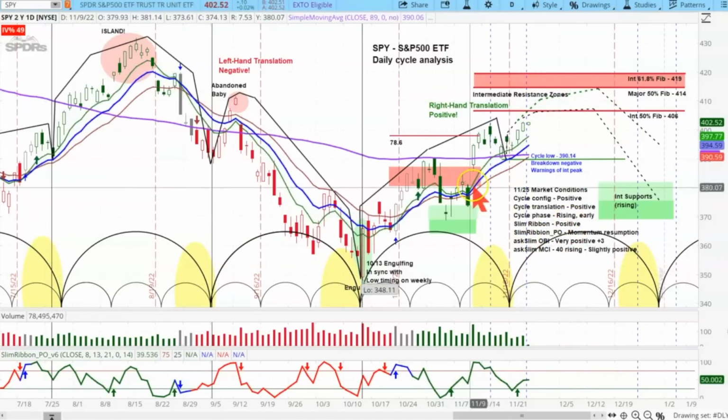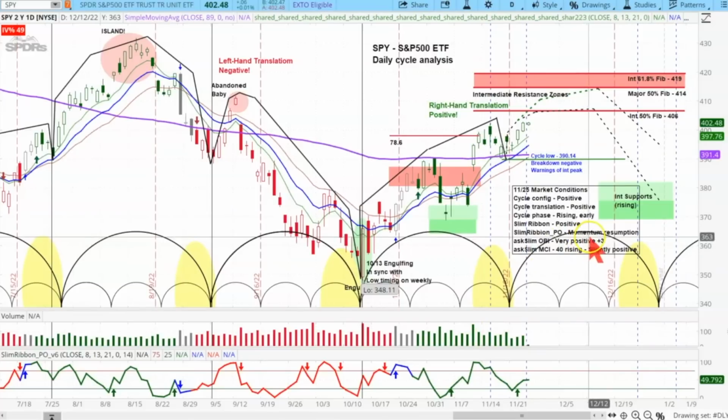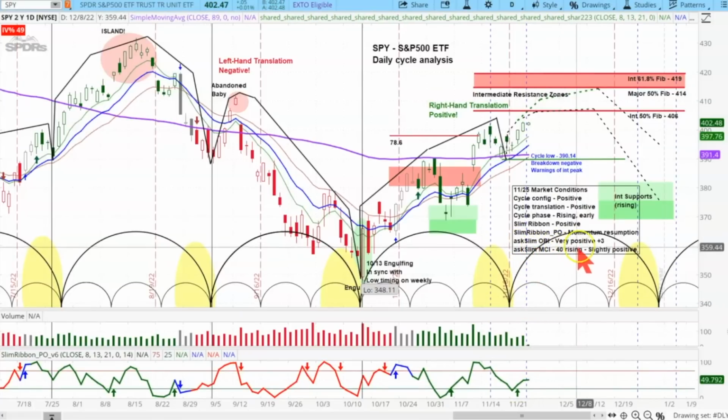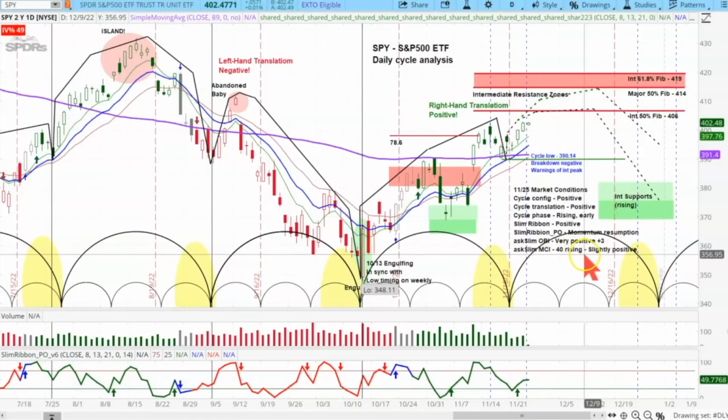The slim ribbon is positive, and when it's positive on the Thinkorswim platform, on our level 4 charts, it turns this green, and it turns the volume green to give you that idea. The slim ribbon PO is positive. It's green with a positive resumption. Our option bias indicator is very positive at +3. Our market condition indicator is 40 and rising. That is slightly positive. That takes into consideration the longer term conditions in the market, which were quite negative, of course. So it's turned slightly positive right now at 40.